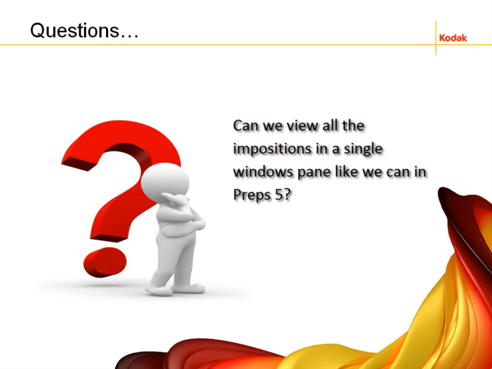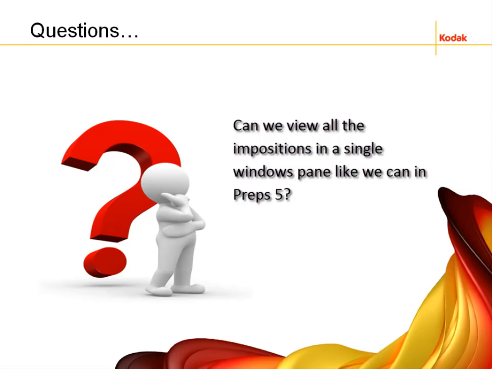Okay, can we view all the impositions in a single window pane like we can in PREPS 5? So we're talking about 2 different features there. PREPS 5 lets you view all of the imposition when you are in a template editing mode. When you were doing your signature creation, you got this big overview of things. That was only in the template editing mode. You didn't get it when you were in the actual job mode. You could see a pseudo proxy image of what would be represented as a front and a back, but you never got a true representation of that layout.